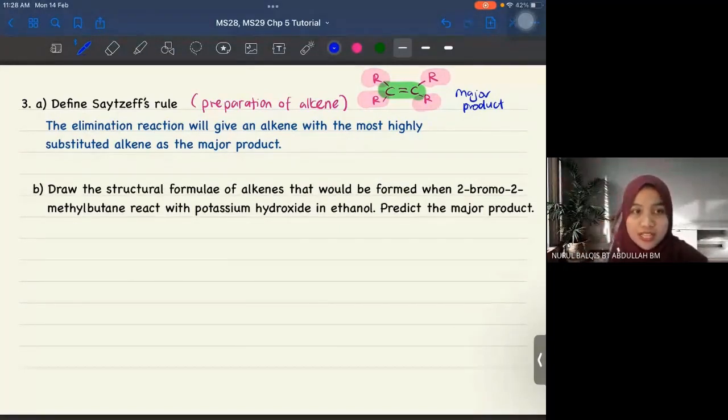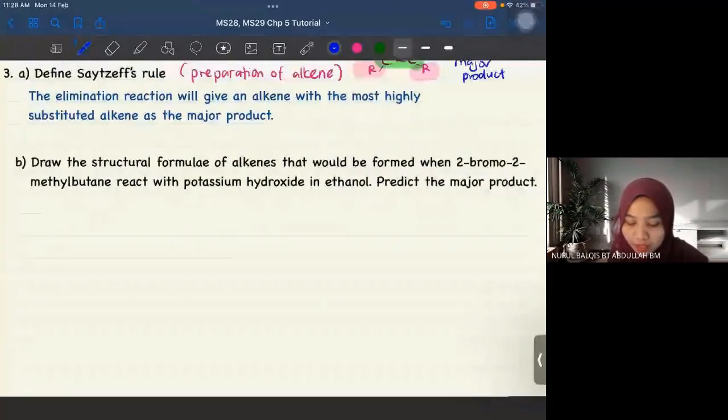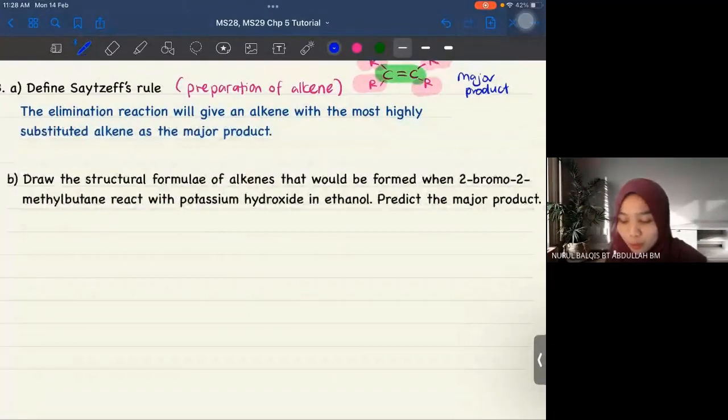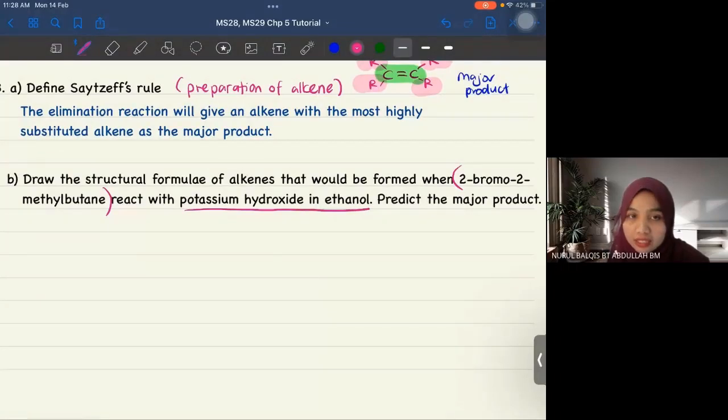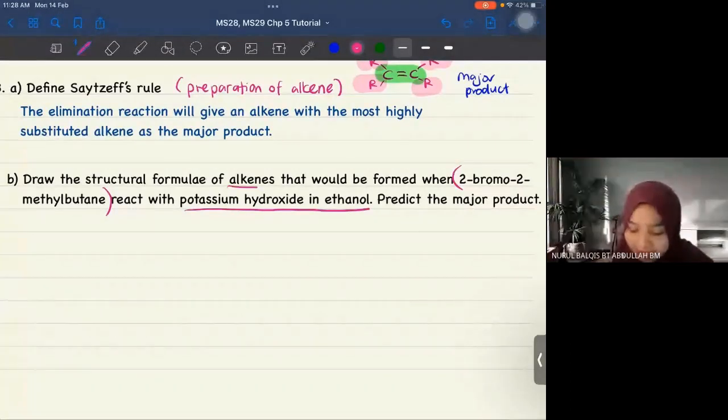Itu maksud Saytzeff's rule. Okay, so now look at the second questions. Draw the structural formulae of alkenes that would be formed when 2-bromo-2-methyl-butane. So dia bagi dekat sini 2-bromo-2-methyl-butane to start with. React with potassium hydroxide in ethanol. Dia dah bagi tahu awak the starting materials together with the reagents to be used. Dia minta awak keluarkan dan kena draw alkenes. Dia dah bagi dekat sini alkenes means more than one alkene to be formed.